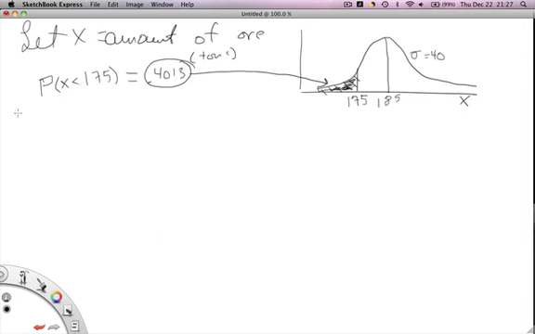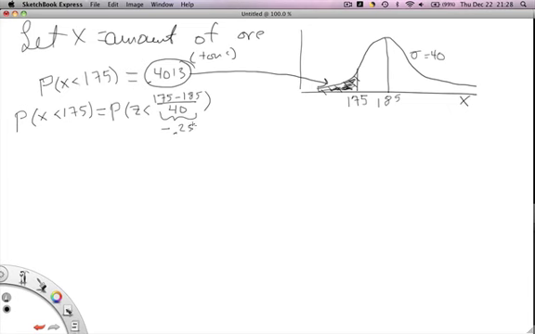So let me show you how that is done. We can say that the probability of observing an x less than 175 is exactly the same thing as the chance that I have one of these z variables less than. Now we have to convert 175 into a z-score. So let's do that. So that's going to be 175 minus the mean. So remember, it's x minus the mean. Divide by the standard deviation. The standard deviation is 40.